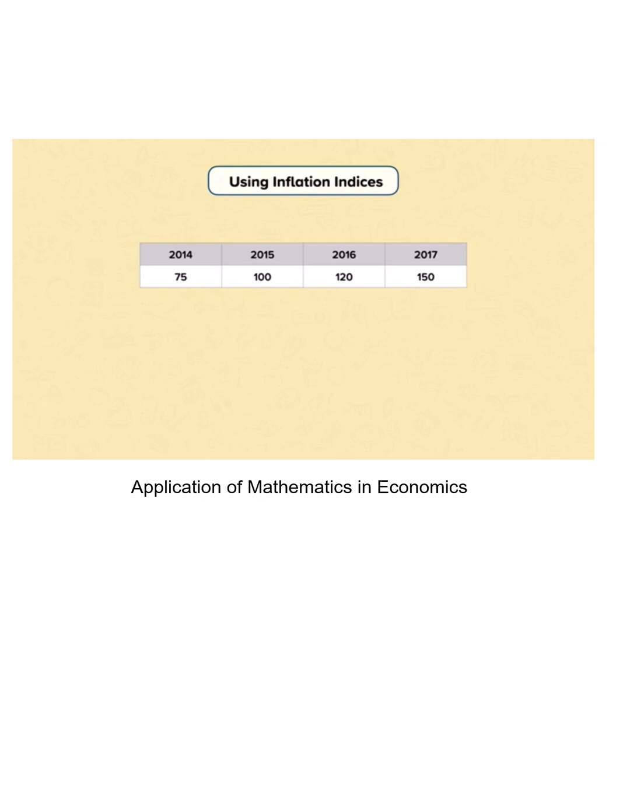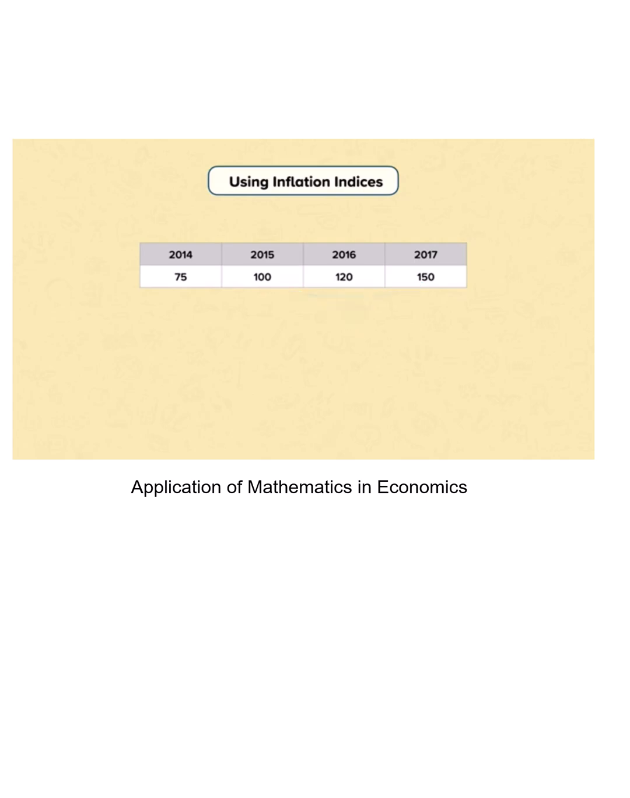In 2016, the index is 120, so the prices were 20% more than in 2015. Another way to say this is that they were 1.2 times more. In 2017, the index shows us that prices were 50% more than in 2015. Or we could say they were multiplied by 1.5.